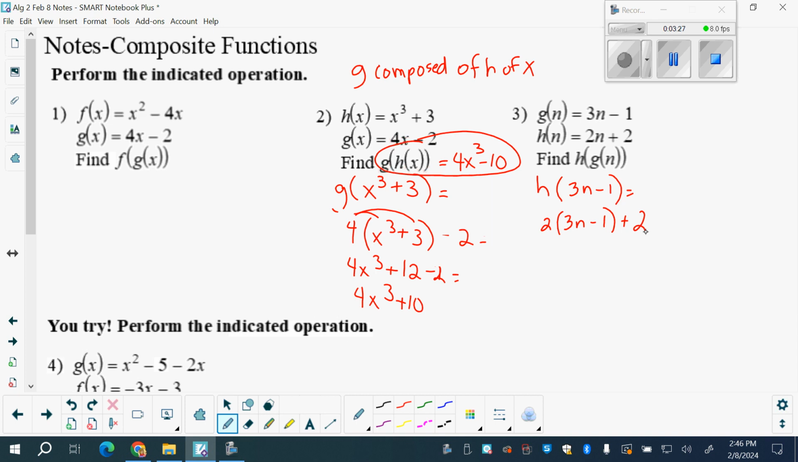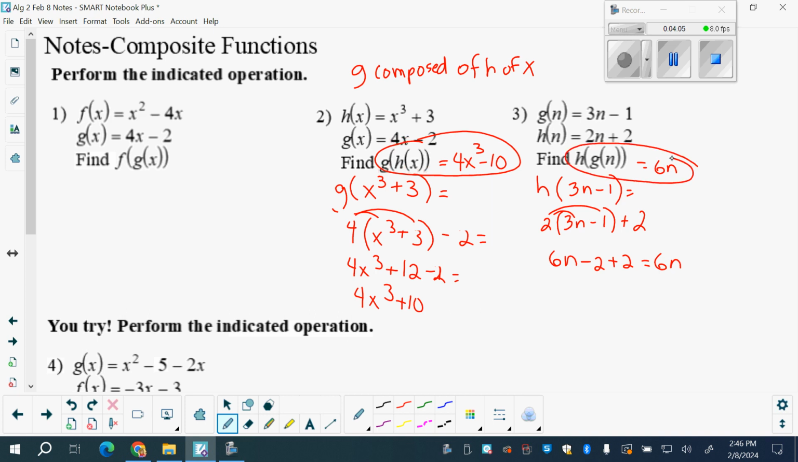Questions on how I got that there? Is that making sense? Hayden? Makes sense? Okay. David, does that make sense? Okay, so now I need to distribute. I get 6n minus 2 plus 2. What does that simplify to? 6n. So that's my answer, 6n.